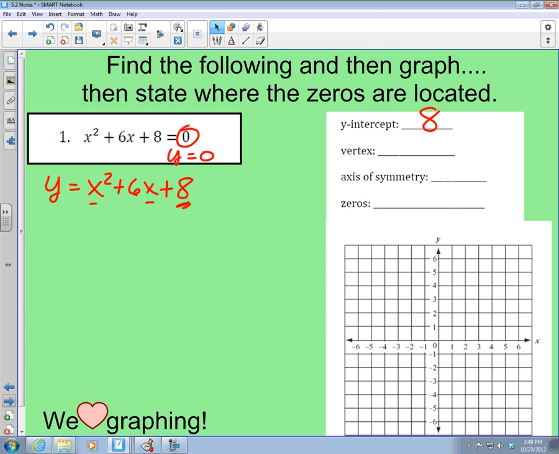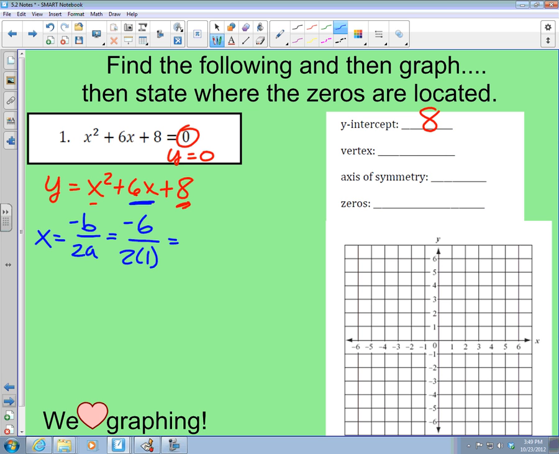Our vertex and our axis of symmetry, we're going to work with this formula. X equals, you got it, negative b all over 2a. So the opposite of b would be negative 6 all over 2 times 1. Negative 6 over 2 is equal to negative 3. So right now, vertex, negative 3 something. Axis of symmetry, I know is x equals negative 3.